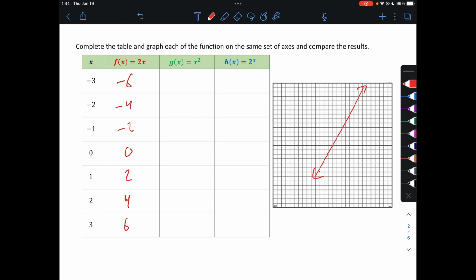Okay, and then the green one is quadratic, so -3 squared, -2 squared, -1 squared, 0, 1, 2, and 3. So plot those points. Our graph should look something like this.